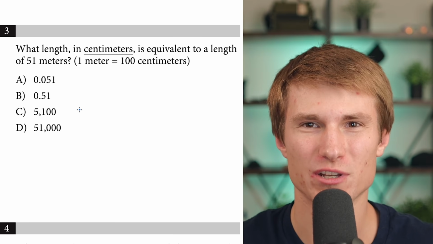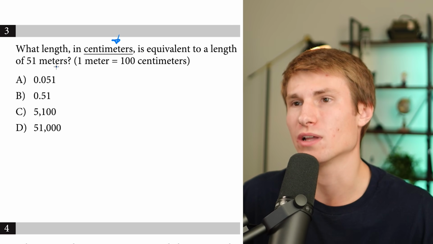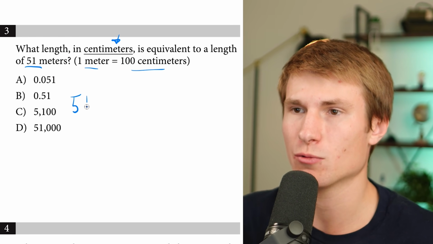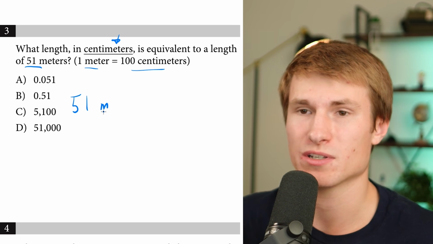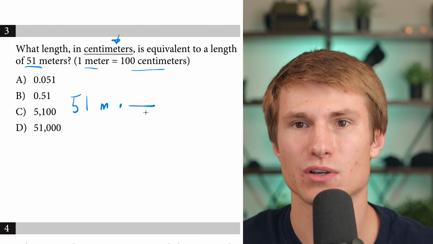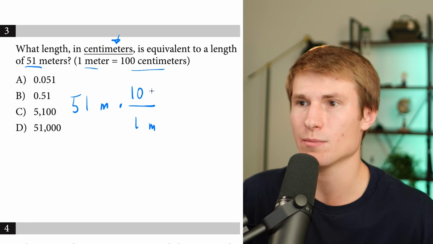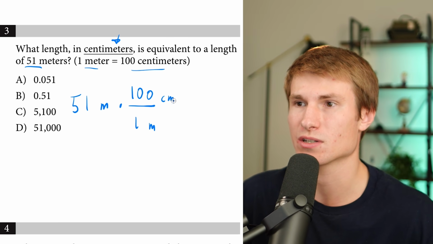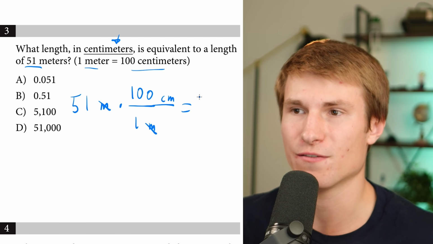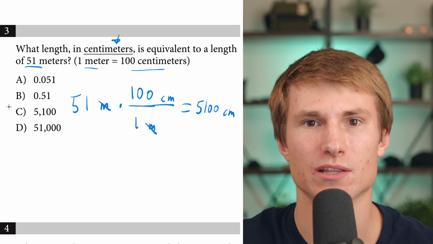Here's how to convert units on the SAT math section. Question 3 states, what length in centimeters is equivalent to a length of 51 meters, where 1 meter is equal to 100 centimeters? Well, we know that we have 51 meters, which I'm going to represent with m for that unit. It's not a variable, but it's the unit. Now we want to get rid of meters. So we're going to multiply by the fact that we have 1 meter per 100 centimeters. Now notice how my number of meters is going to cancel out, and the unit that I'm going to be left with is centimeters. So as we can see, 51 times 100 is going to leave us with 5,100 centimeters. So our answer is answer choice C.